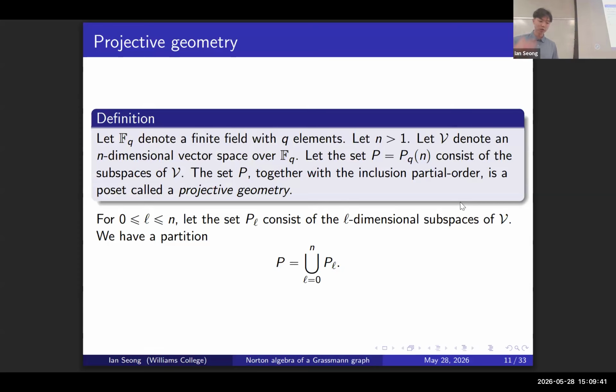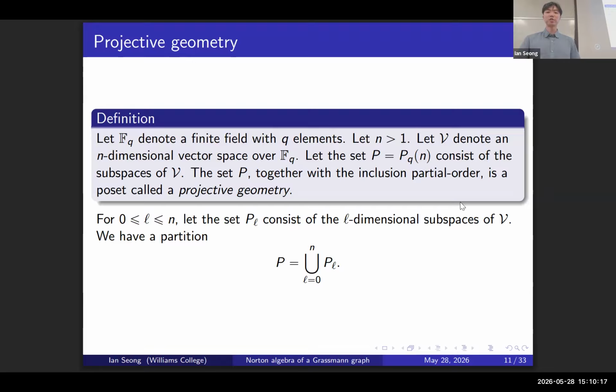Okay, so now our next goal is to define what a projective geometry is, and from that define what a Grassmann graph is. The projective geometry is defined as follows. Let F_q denote a finite field with q elements. Let n be a positive integer greater than 1. Let cal V denote an n-dimensional vector space over this field F_q, and let the set P consist of the subspaces of V. The set P together with the inclusion partial order is a poset that we call a projective geometry.